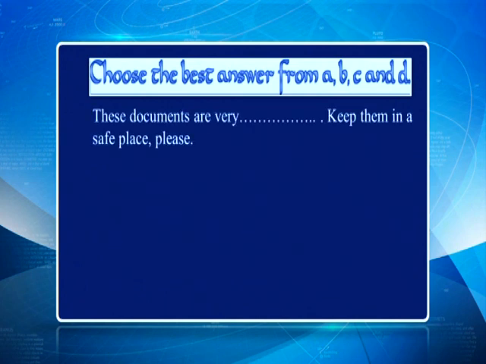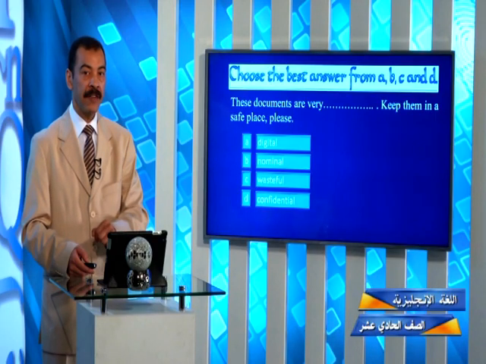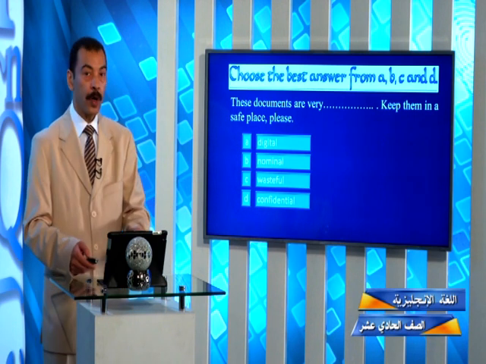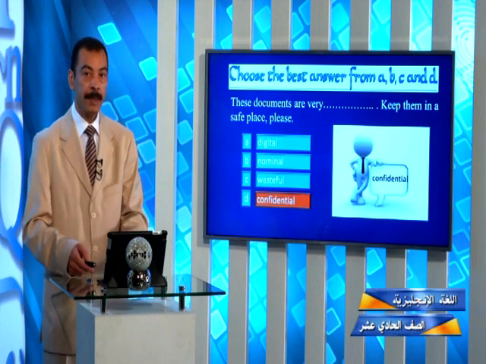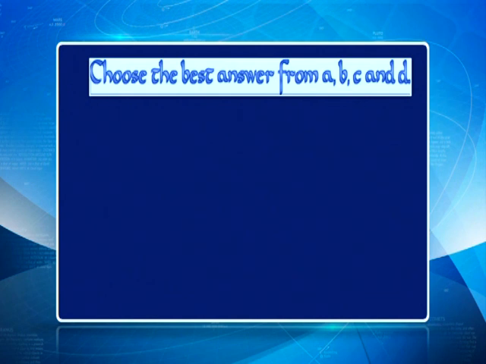Next example, these documents are very blank, keep them in a safe place, please. And these are our choices. Pay attention here. You have documents first, and we have safe place. Keep them in a safe place. So these documents are to be kept in a safe place because they are digital, nominal, wasteful, or confidential. Excellent. Confidential, that is top secret. No one should know them. That's why we should put them in a safe place.